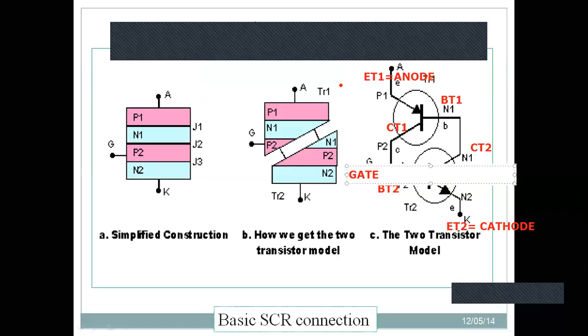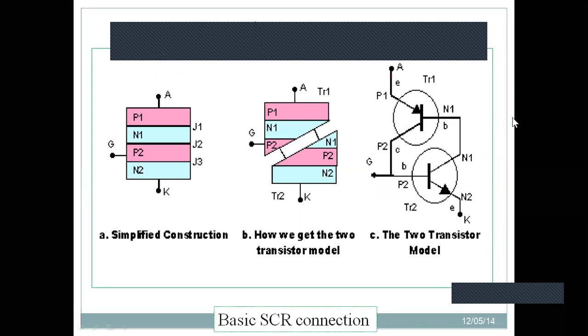It's a gate terminal G. Okay, and this is my cathode. So I have three terminals now. One is anode, cathode, and gate. Okay, so in this way we go for finding the two transistor model. So once you obtain the concept of the two transistor model, and how it is constructed using the transistor theory, then you can go for finding the applications of SCR. So let us go for finding the other various applications.